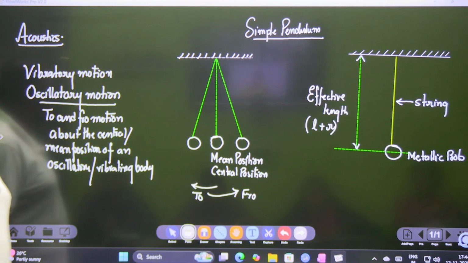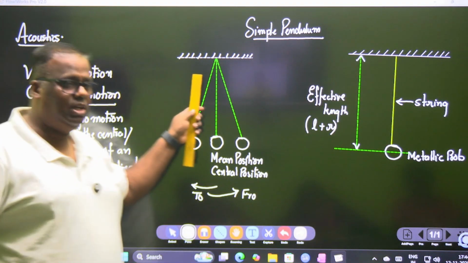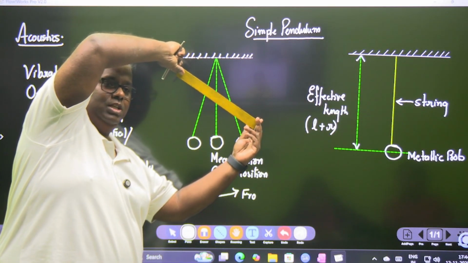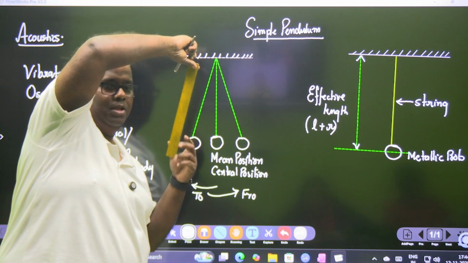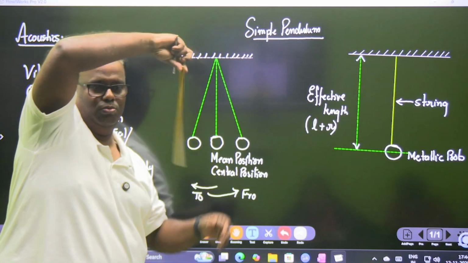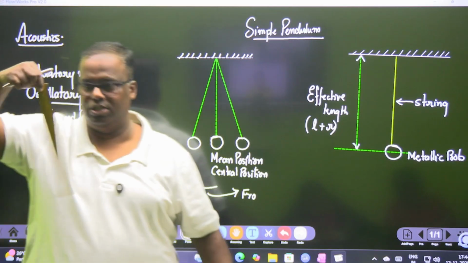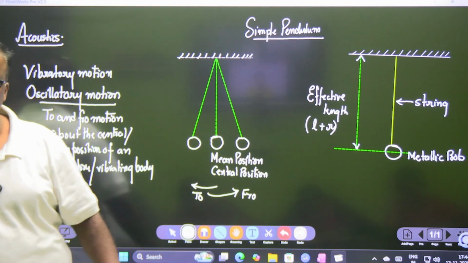Have you understood what is to? You can even take this one as to. You can even take this side as to, your wish. Then the reverse one is called fro. To and fro motion. A to and fro motion is called an oscillatory motion. Now there are many interesting things in this motion itself.